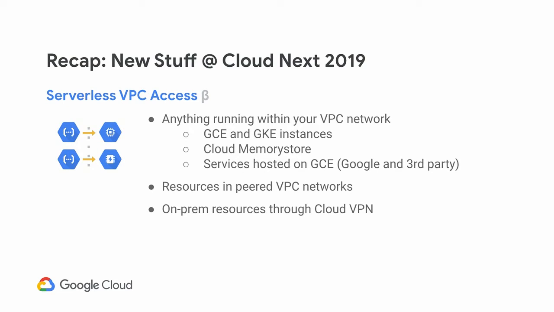The last feature that is important here is serverless VPC access. And the idea here is Cloud Functions traditionally has not been able to communicate with stuff inside of your VPC network. We now support this feature, which allows you to communicate with your Google Compute Engine instances. Cloud Memory Store for Redis is a huge one. I hear from customers all the time that they'd love to be able to support talking to their Cloud Memory Store instances. You can now access those from Cloud Functions. You can also access resources in peered VPC networks and on-premises networks that you access through Cloud VPN.